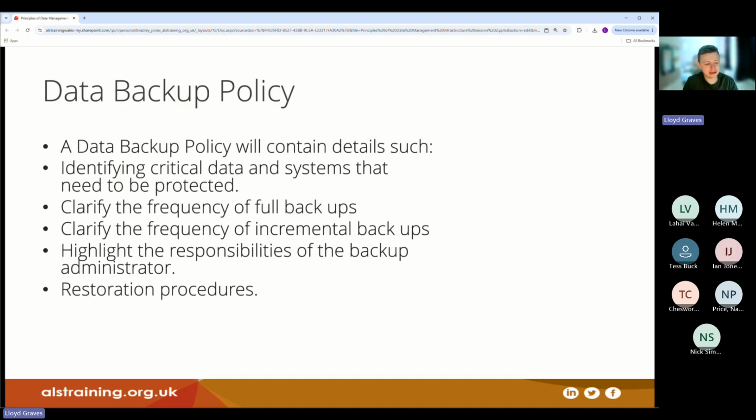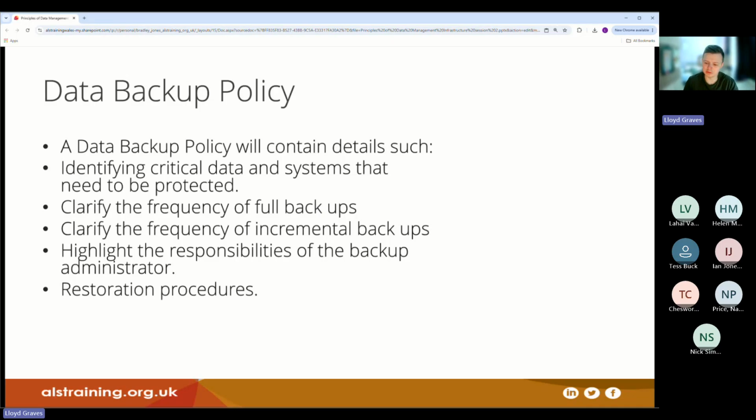Could be any of them. And also what the restoration procedures are. So if there's an incident that occurs and data's lost, at what point do we start the restoration process? What is the restoration process? Who's responsible for restoring the data? And all these different sorts of things.